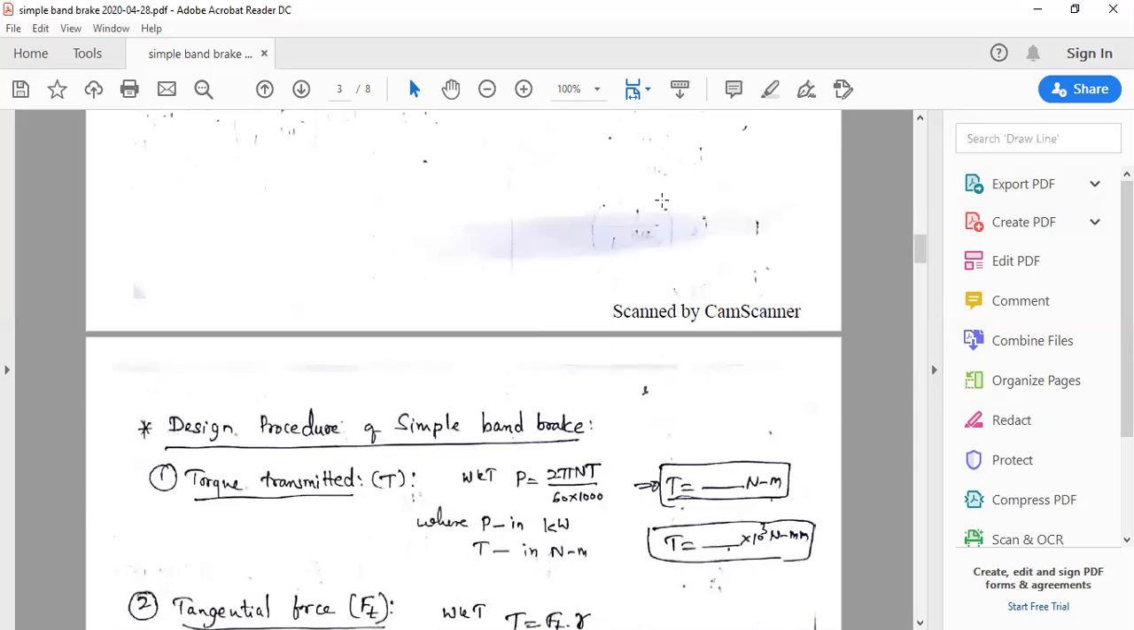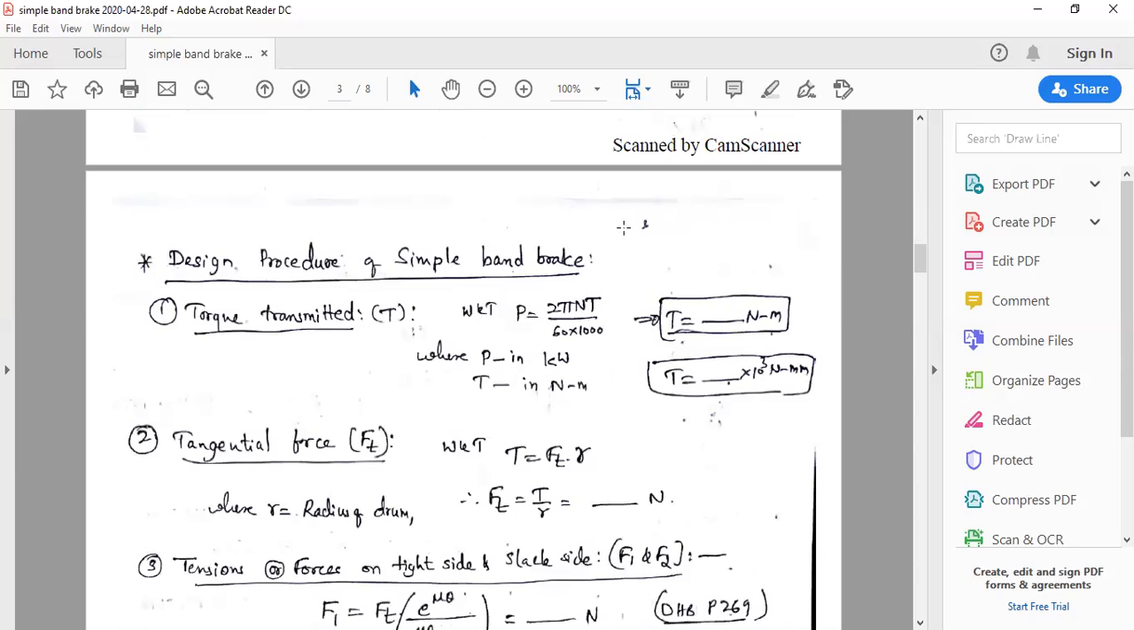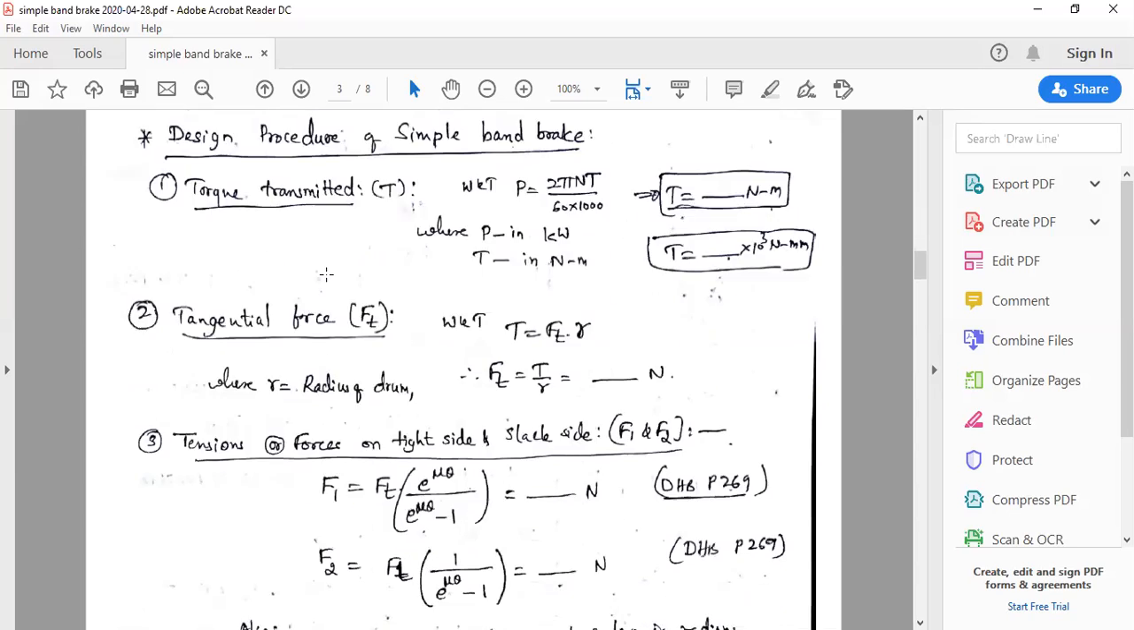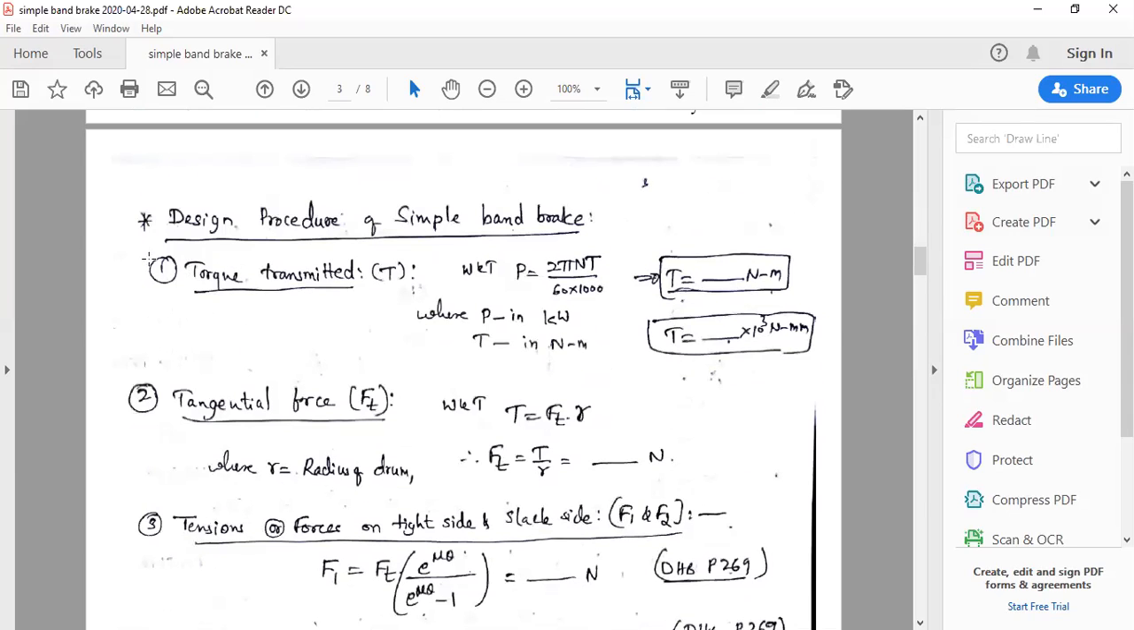The next part is related to the design procedure, which includes different steps. Here the very first step is the torque transmitted. As we know, whenever we want to calculate the tangential force or the actuating force, the tangential force is required. Tangential force is required means we require the torque value.